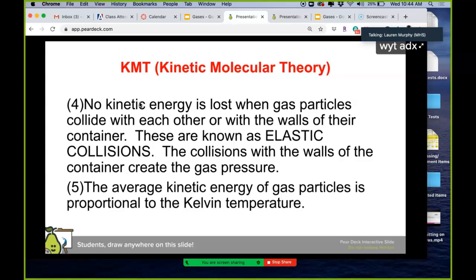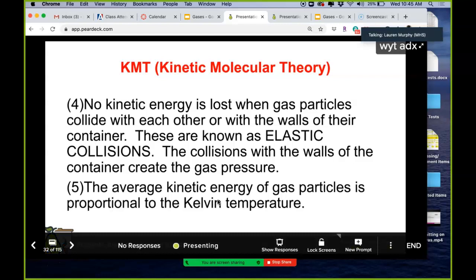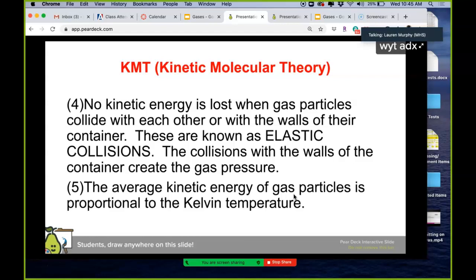This is absolutely not true. If you ran into a wall, do you think you would lose some energy? You absolutely would. Gases do too, but we are going to pretend that they don't because it makes our calculations easier. And this one is true: on average, their kinetic energy, which is their energy of motion, is proportional to temperature. So if you increase their temperature, you increase on average the amount of energy they possess.